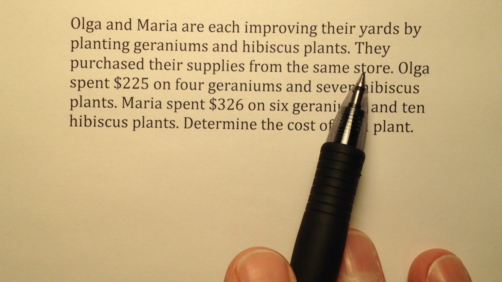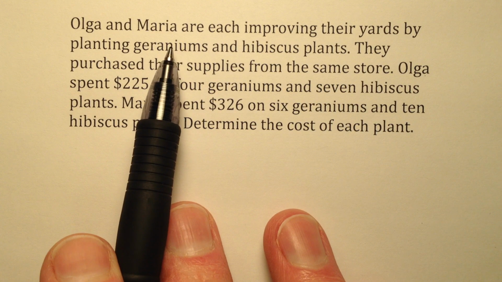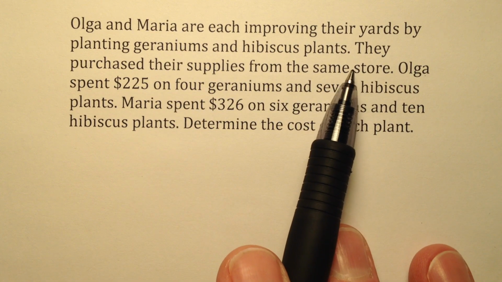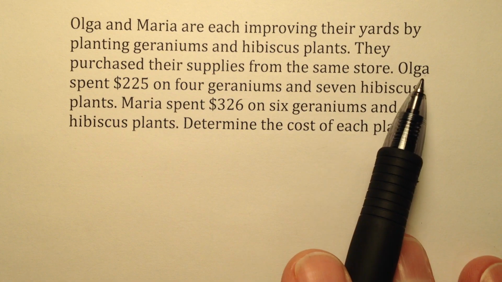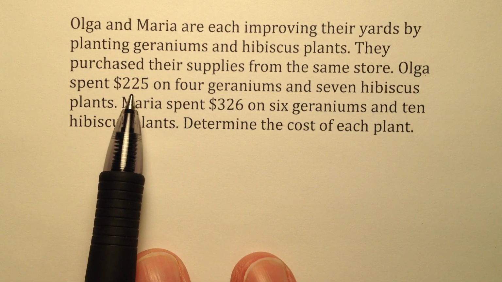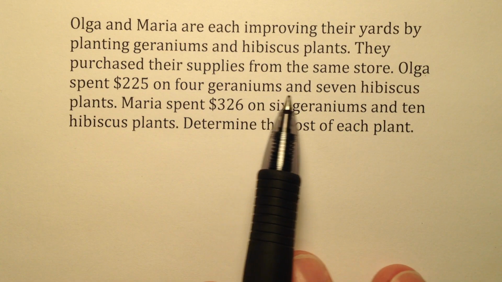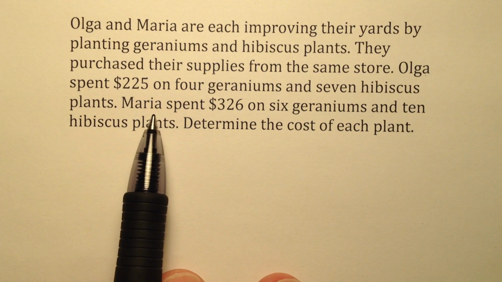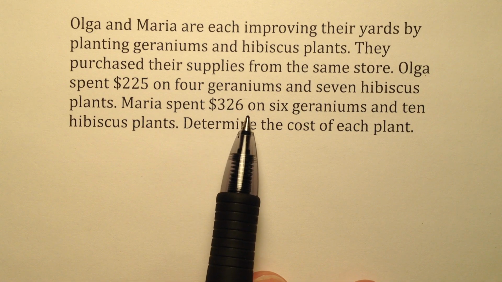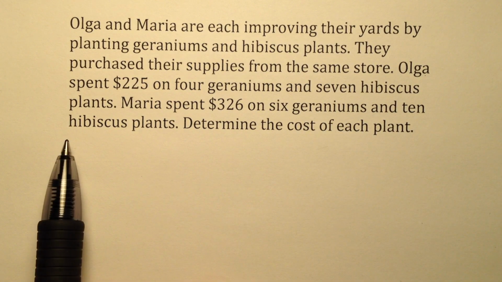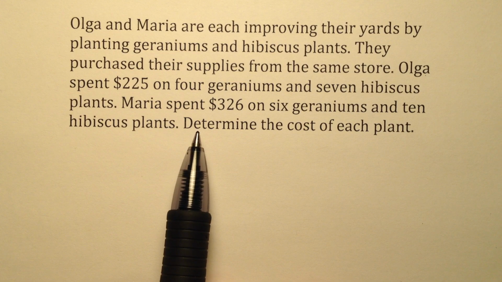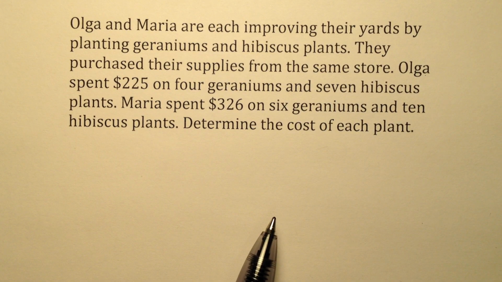Okay, so this sentence is important because it means that the geraniums and the hibiscus plants will cost the same amount of money for both people. So Olga spent $225 on 4 geraniums and 7 hibiscus plants, and Maria spent $326 on 6 geraniums and 10 hibiscus plants. So determine the cost of each plant.